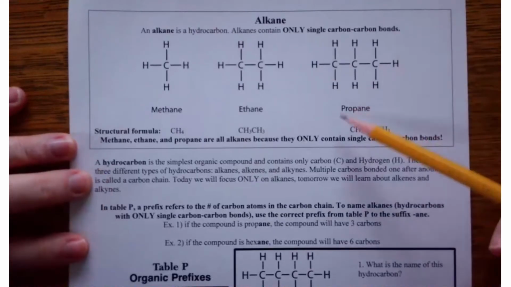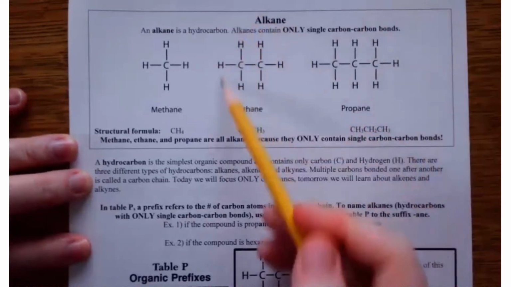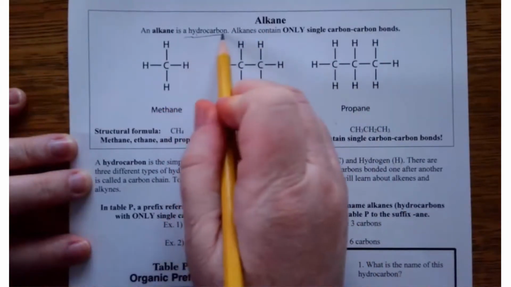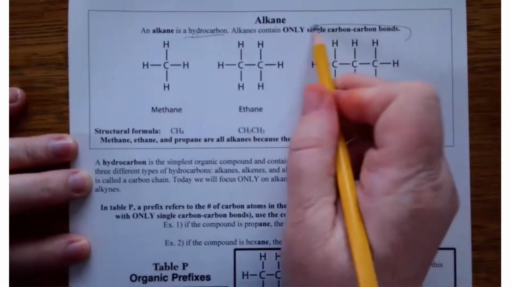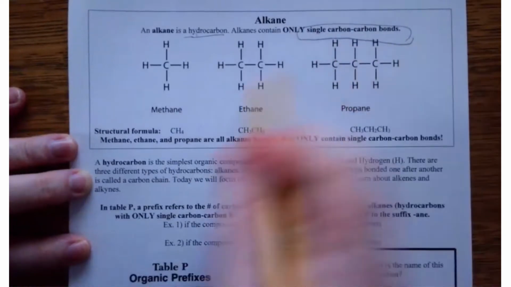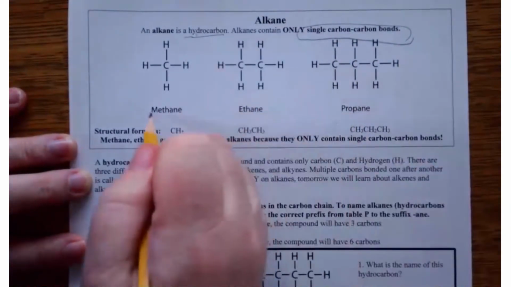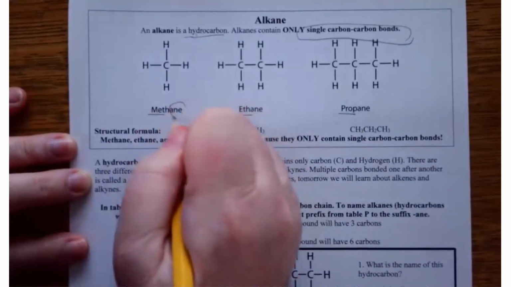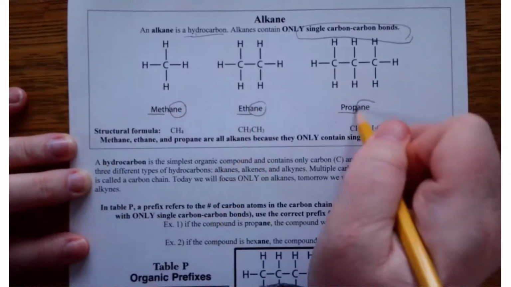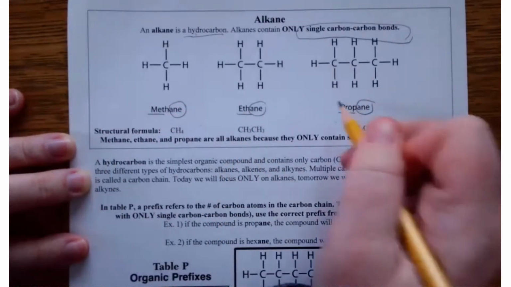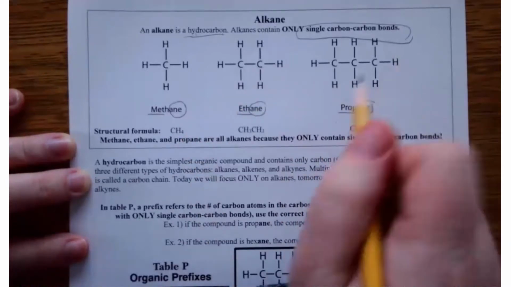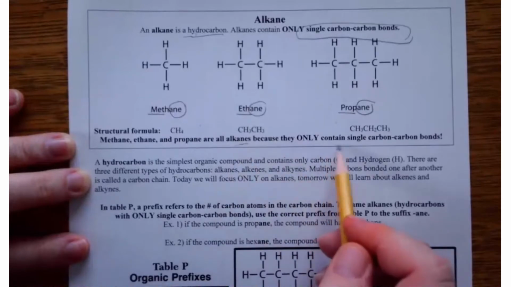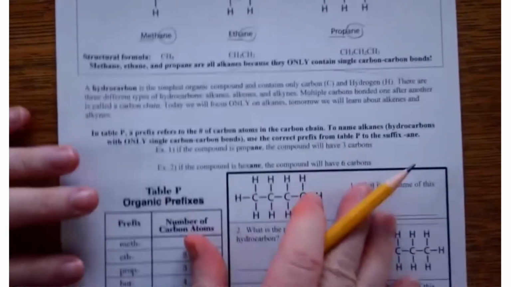All right, now we are going to look at this page. You have some reading here to do about alkanes. Alkane is a hydrocarbon. There are only single carbon-carbon bonds. Here are some examples. Notice I have prefixes, right? Notice they all end with ane. That's something they have in common. Where do these prefixes come from? We'll see in a second.